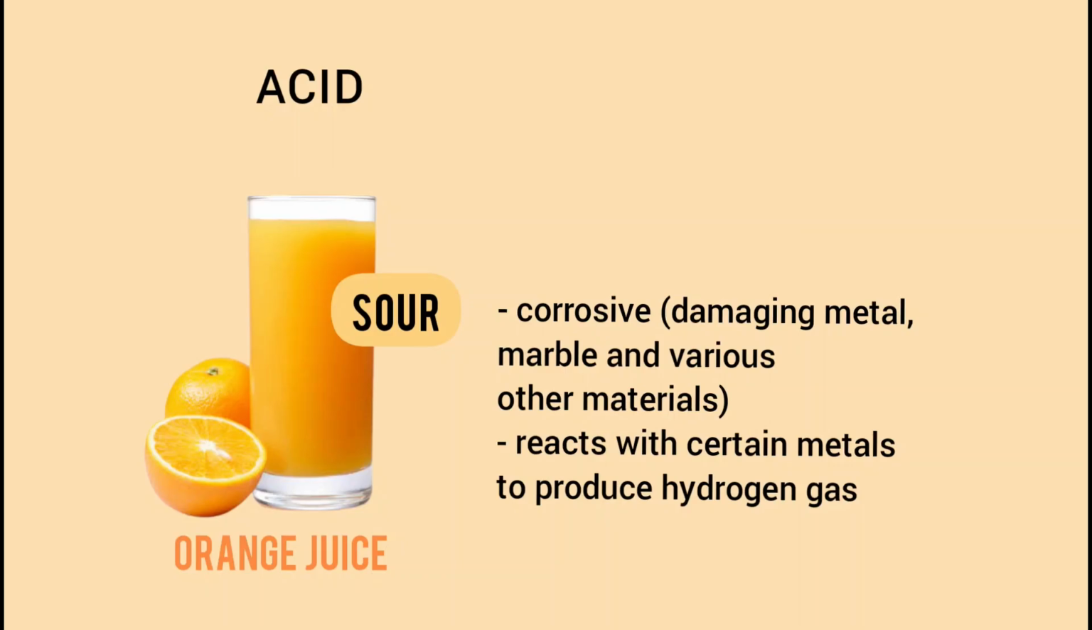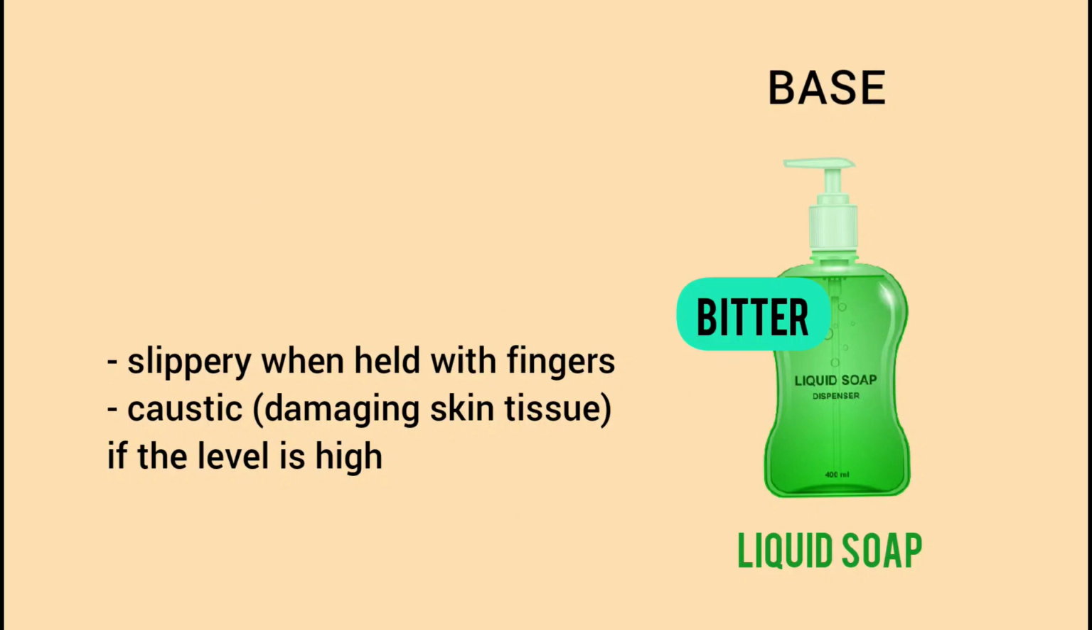Acids have many characteristics. They are sour, corrosive, and react with certain metals to produce hydrogen gas. And then bases have many characteristics. They are bitter, slippery when held with fingers, and caustic if the level is high.